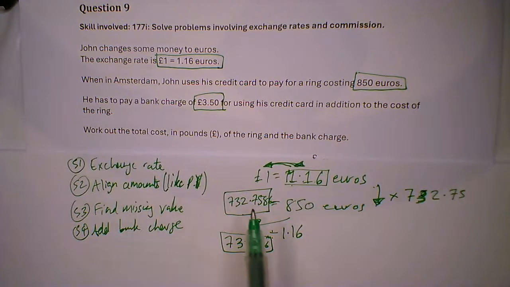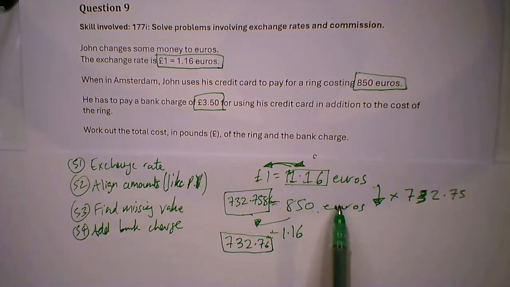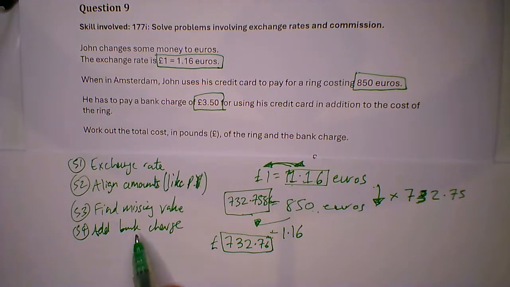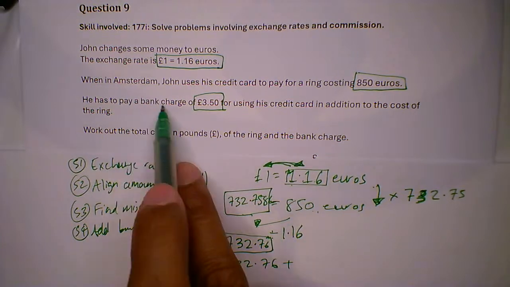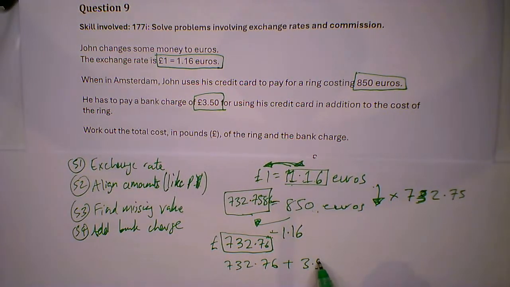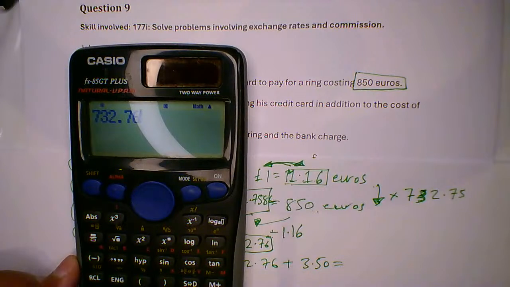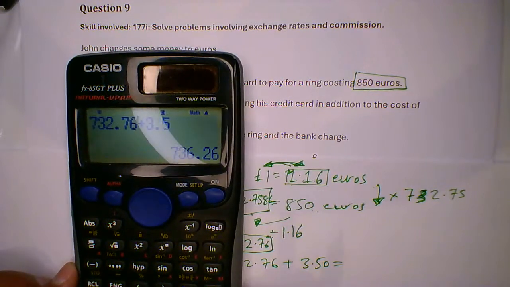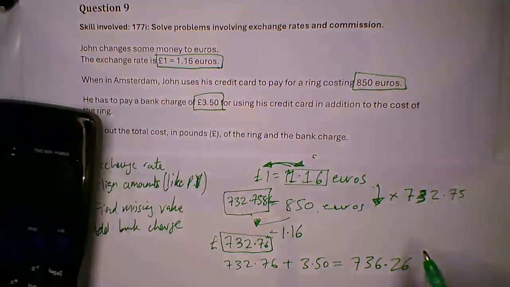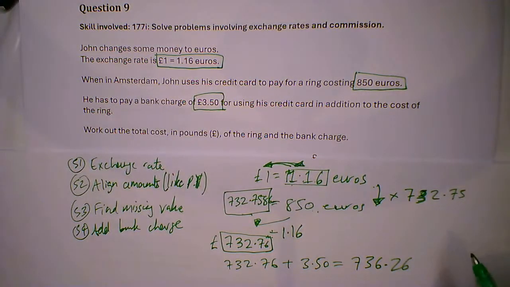I've got that. Step 2, I've got to align it. So I've got my 850 euros. Find the missing value. So this is in pounds. Step 3 is I need to add my bank charge. So I've got 732.76 plus a bank charge of £3.50, which is equal to 732.76 plus 3.5 gives me 736.26, and that is my final answer.